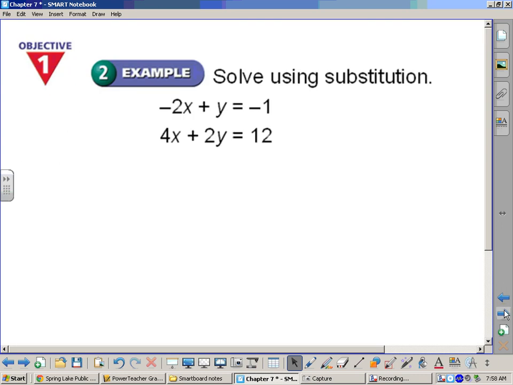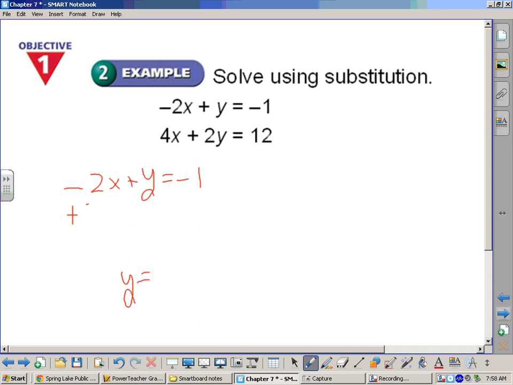Here's another one. In order to solve this one by substitution, we need to first rewrite them so that they are y equals. Notice both of these equations are in standard form. So we're going to rewrite these. We're going to take the equation negative 2x plus y equals negative 1, and we're going to rewrite that so that that is y equals.